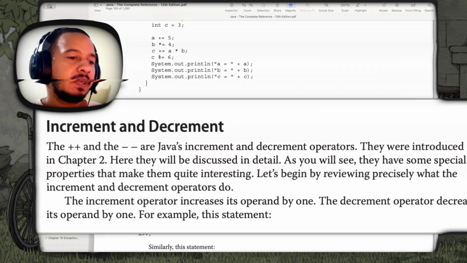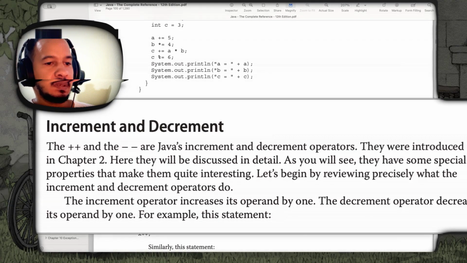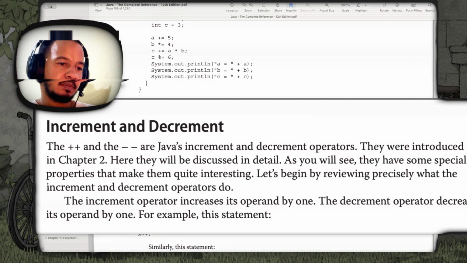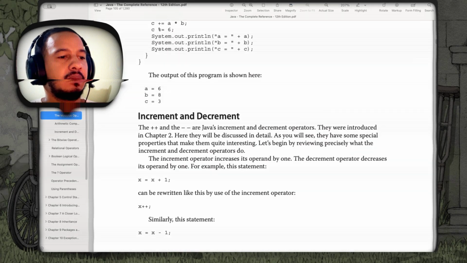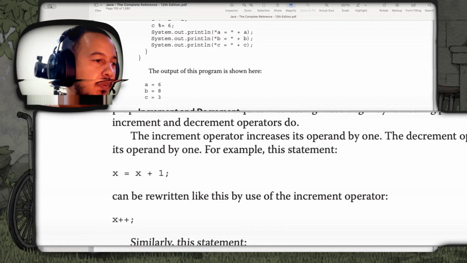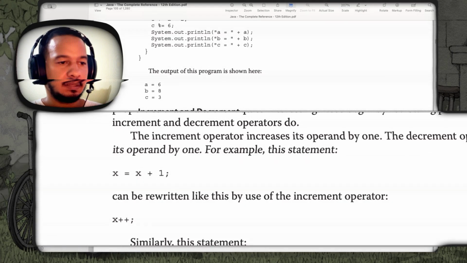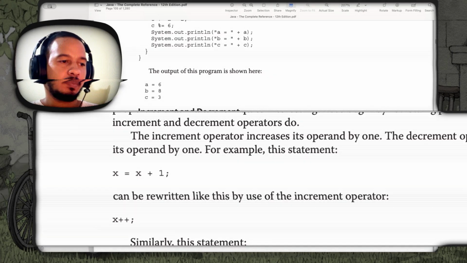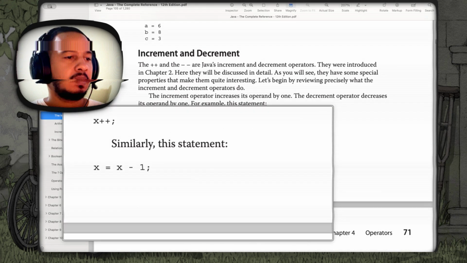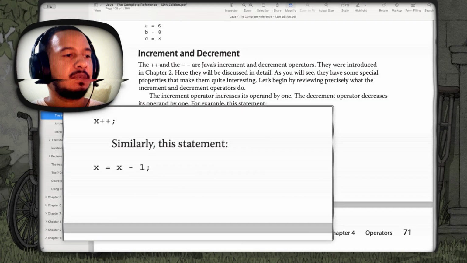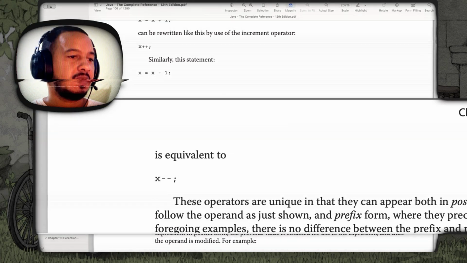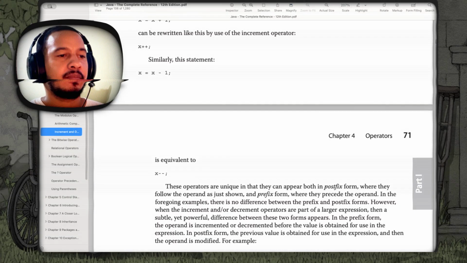The increment operator increases its operand by 1. The decrement operator decreases its operand by 1. For example, the statement x = x + 1 can be rewritten by use of the increment operator, x++. Similarly, the statement x = x - 1 is equivalent to x--.